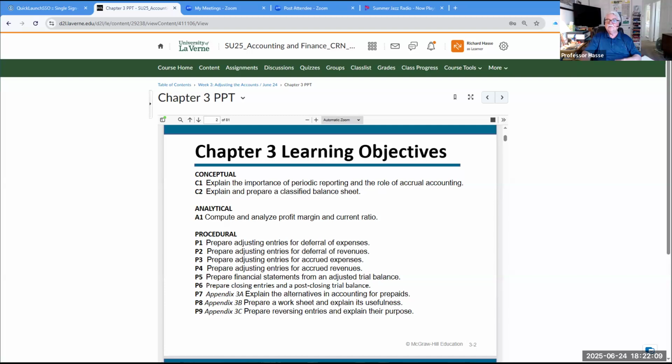All right. So those are great questions. Those are the objectives of this chapter 3, and we're going to be looking at all of these points in our review questions: deferral of expenses, deferral of revenues, accrued expenses, accrued revenues, and preparing the financial statements from the adjusted trial balance after you make these adjustments. These are all the key parts of chapter 3.